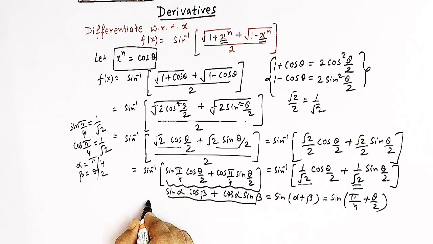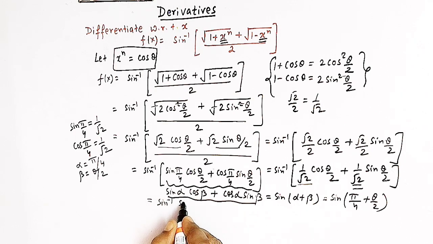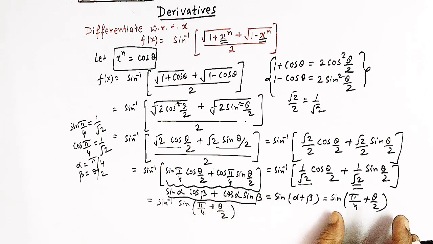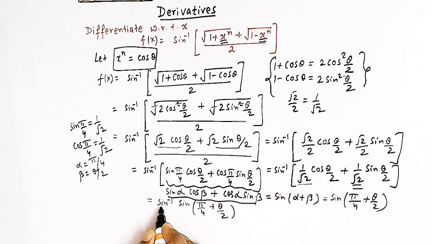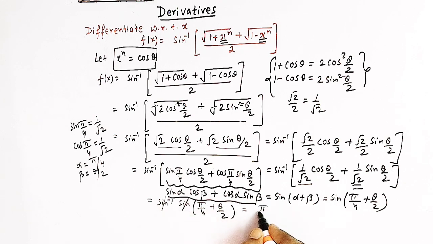So now this expression is equal to sine inverse, and here we have sine of pi by 4 plus theta by 2. So here we have sine inverse of sine of pi by 4 plus theta by 2. Now these two get cancelled, or from inverse trigonometric functions we can use the concept of principal value branch. So these two get cancelled, and we have pi by 4 plus theta by 2.